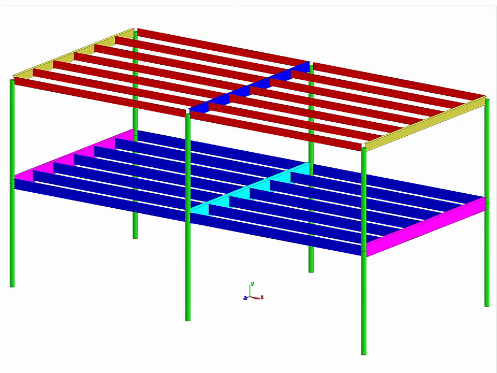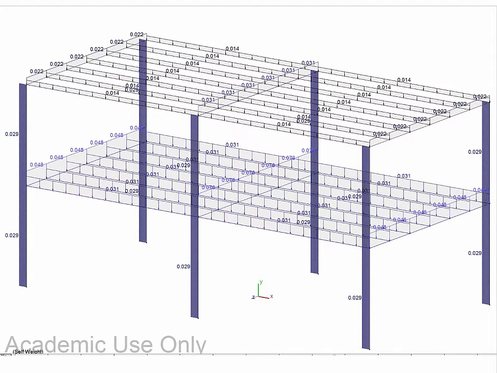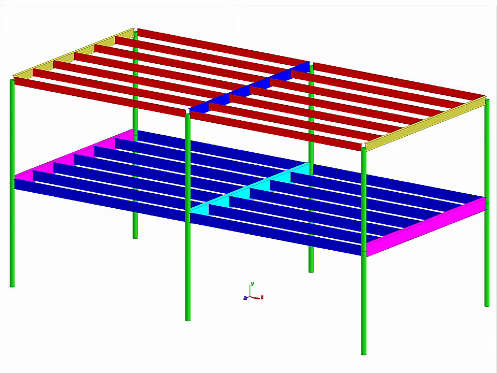And in the simple examples that are given in ARC332, students will devise a geometry for a simple frame system consisting of roof joists, roof girders, floor joists, and floor girders, and so forth. They'll learn how to come up with the effective areas or influence areas for joists, perimeter girders, and interior girders. And then they'll apply those loads in the computer simulation. So first of all, they will decide on guesses at the sizes of beams.